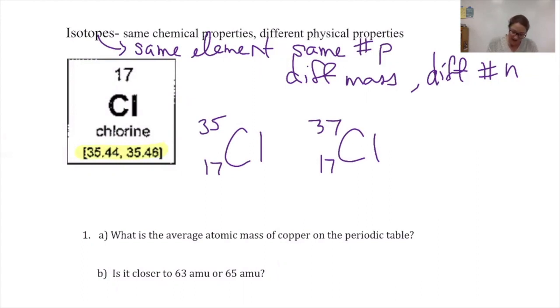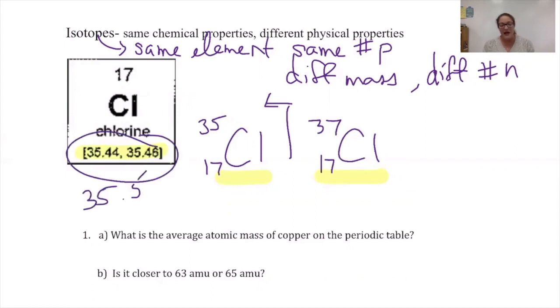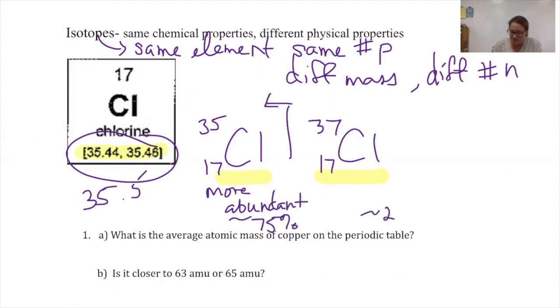So if I wanted to ask you which one of these you think there's more of on Earth: if it was 50-50, the average mass would be 36. But it's not an average mass of 36. It's been tugged that way even further, down to about 35 and a half. And so this isotope must be more abundant. And really, if we were to split it up, it's about 75% chlorine 35 and about 25% chlorine 37.